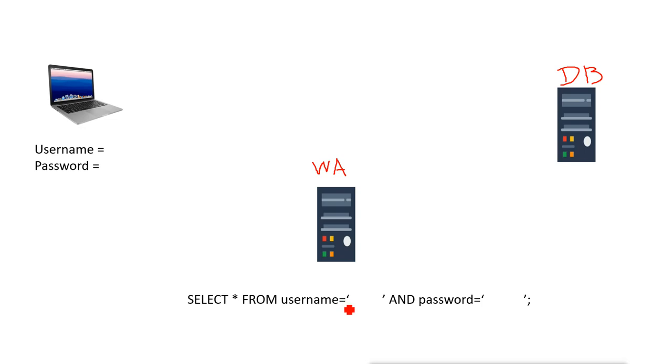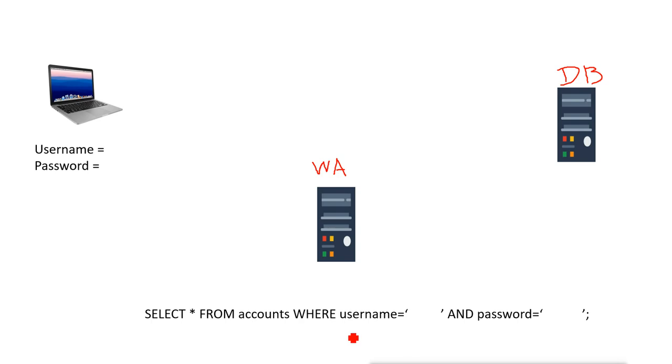Okay, it is not complete, let me add one more. Now this is the query. What it is saying here is select star from this table accounts where the username is equal to this and the password is equal to this. So when the user gives the information, like my username is cat and my password is 123.